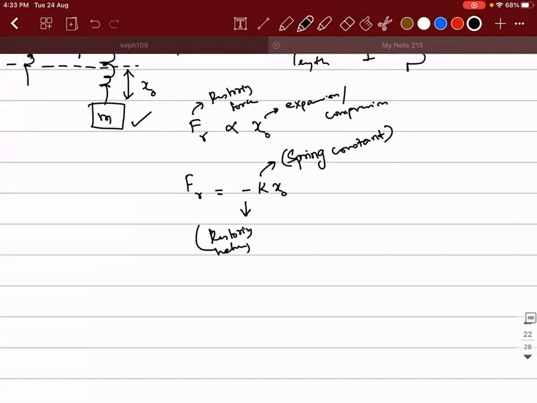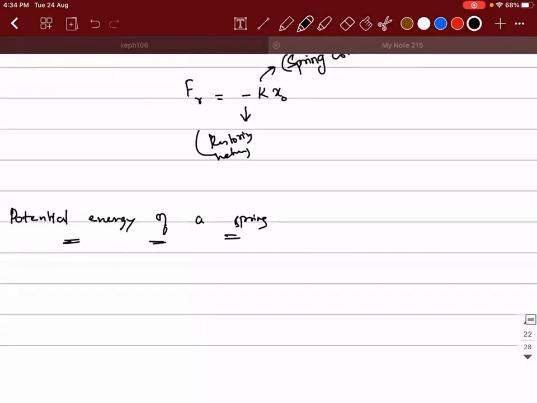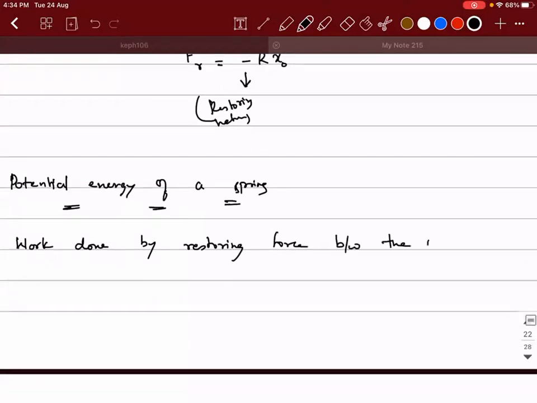But we know the fact that any energy that you're trying to speak about is always a consequence of the work that you do on the system. So for calculating the potential energy of a spring, I'm going to calculate the work done by the restoring force. Now tell me, what is the work done by the restoring force between the instances of natural length and maximum elongation or compression?